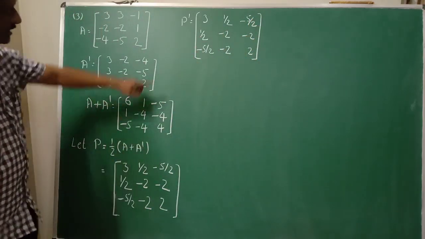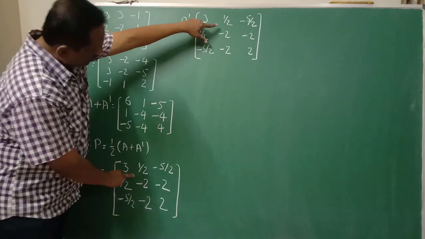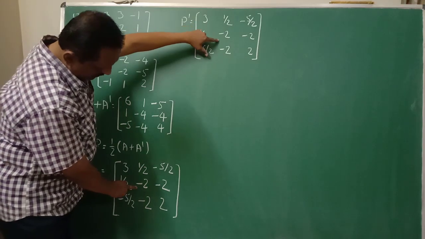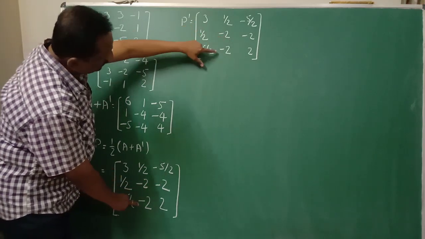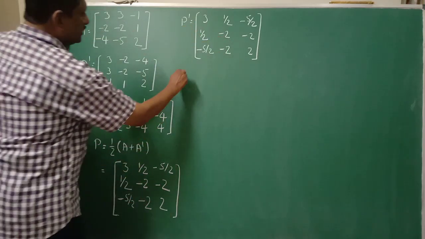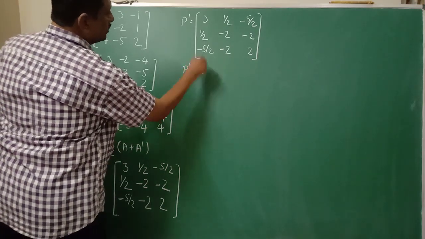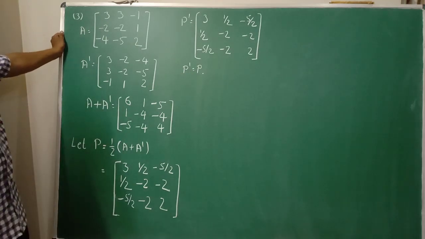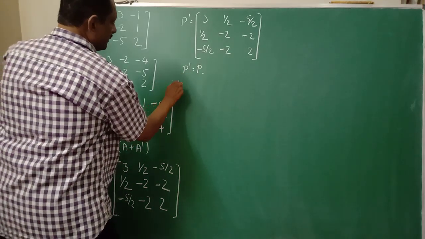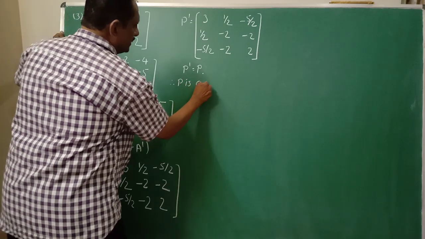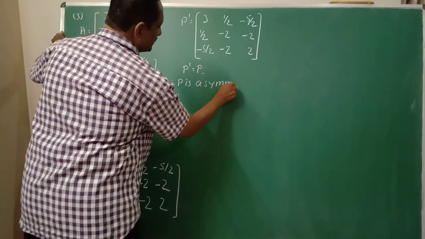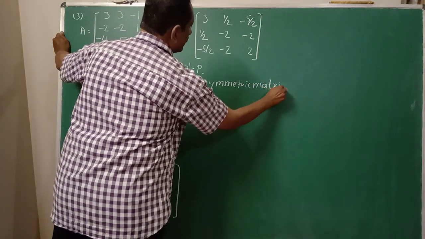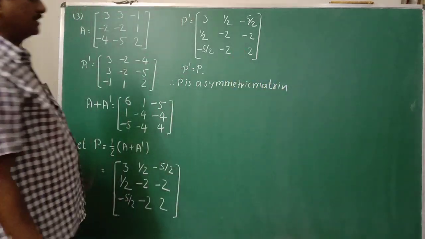So just observe here. 3 and 3 here. 1 by 2, minus 5 by 2. 1 upon 2, minus 2 and minus 2. Minus 5 by 2, minus 2 and plus 2. Both are the same here. So we can write here P dash is equal to P. So if this condition is satisfied, P is said to be a symmetric matrix. Therefore P is a symmetric matrix here.